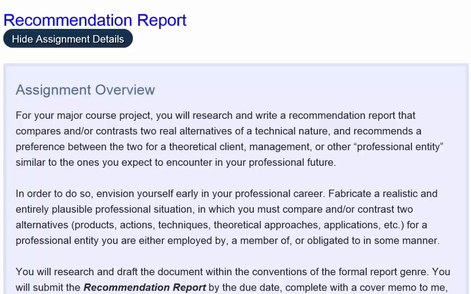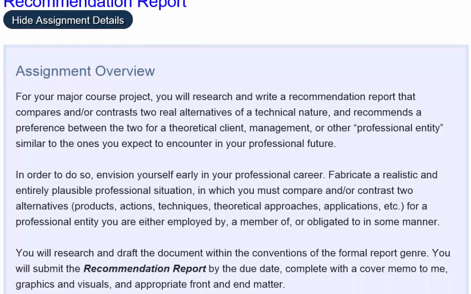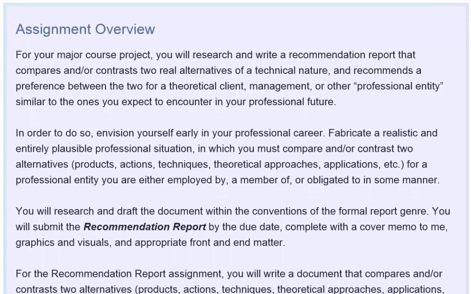So first, let's take a look at the recommendation report assignment instructions. This is the final project for the course. It's the project that the entire course has been building up to. So it's a very large scale project. It's going to be very time consuming, very work intensive, and it's worth a large percentage of your grade for the class. Of course, you know by now that you can access the assignment instructions by the assignment instructions link in the course menu.